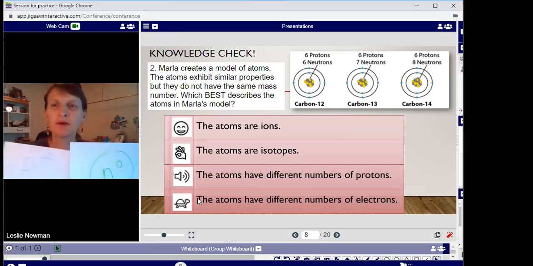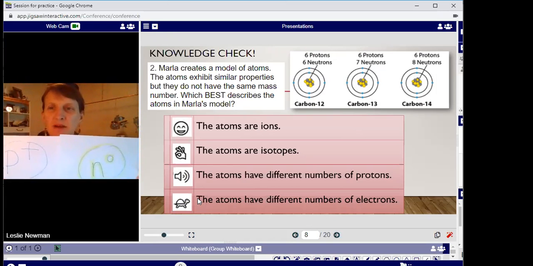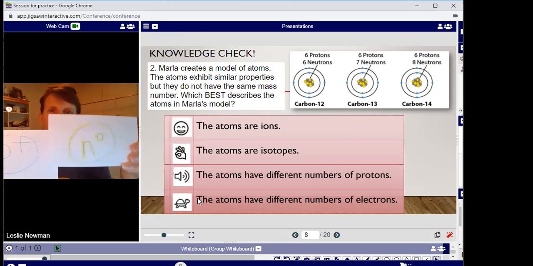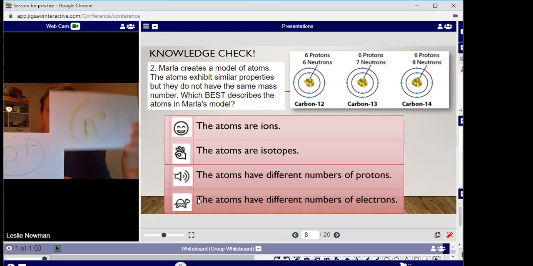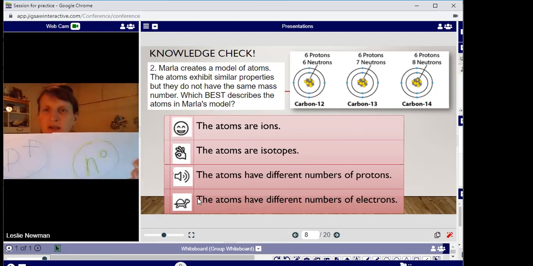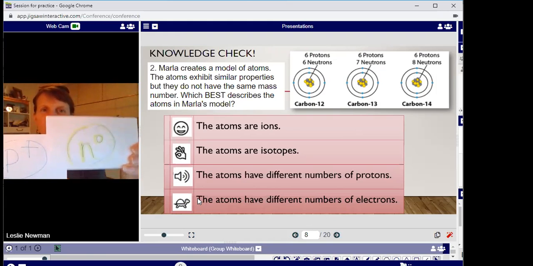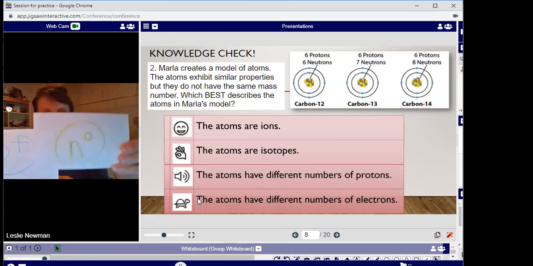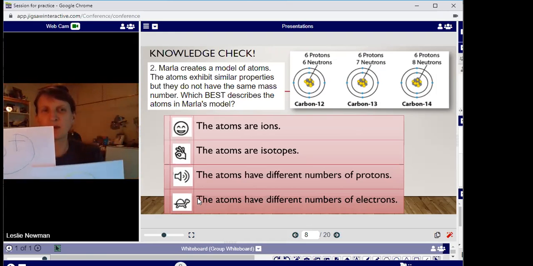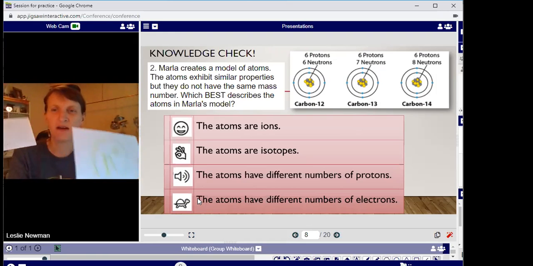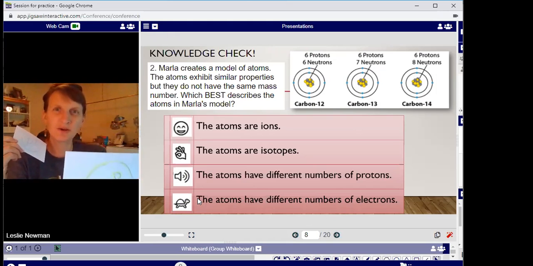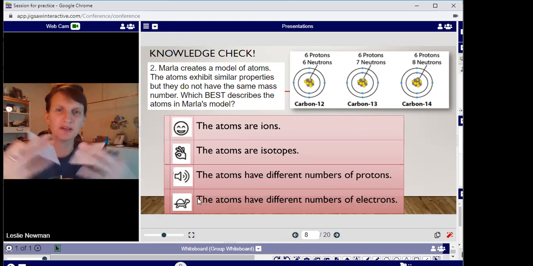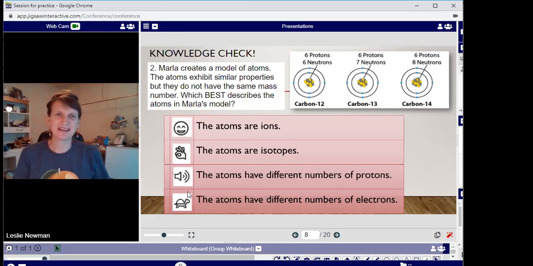So what is an isotope? An isotope is an atom of an element that has a different number of neutrons. It might have the same number of neutrons as protons, or it might have more. It could possibly have less, but generally they are unstable if you have too few neutrons, because neutrons are what glue the atom together.